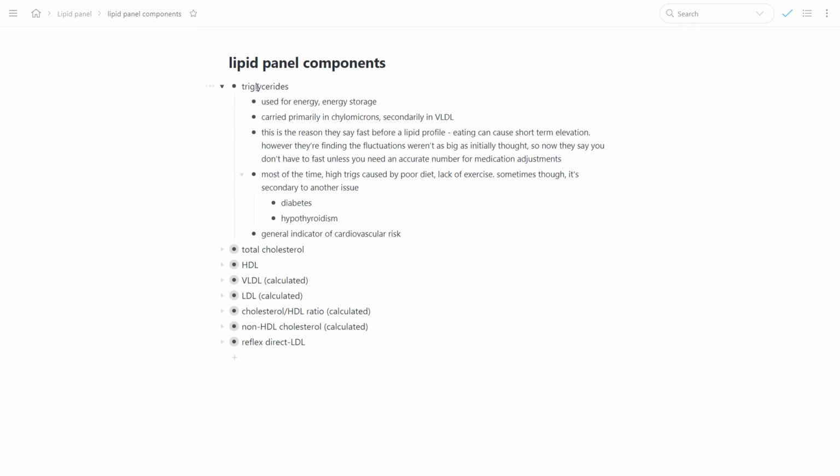And so this triglyceride measurement, that's a good general indicator of cardiovascular risk, but not as much as some of these other things, which we're going to talk about in just a second.